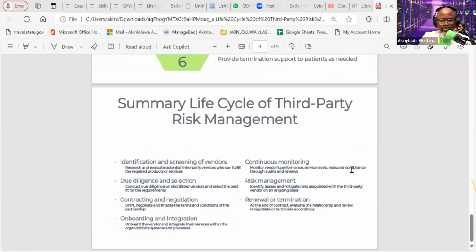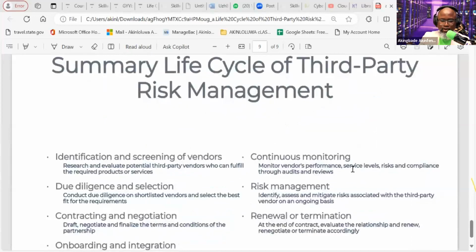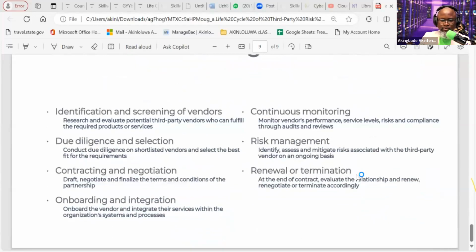All right. So this is another one. This is a very good one. And I think after this we'll jump into our use case.